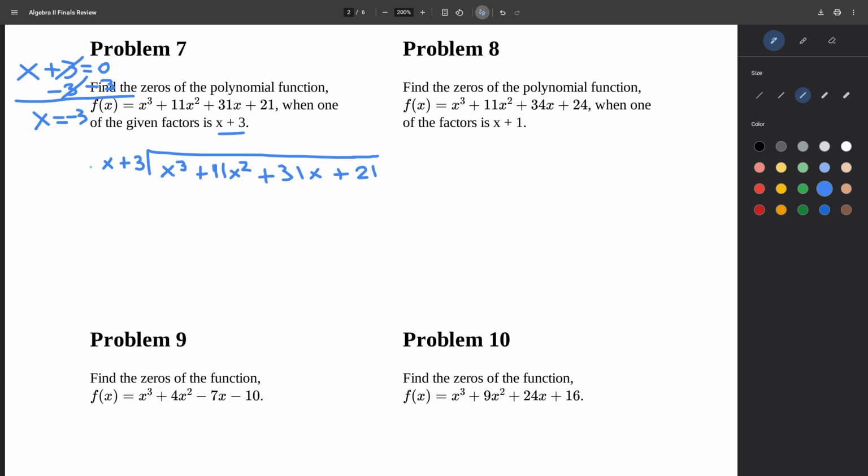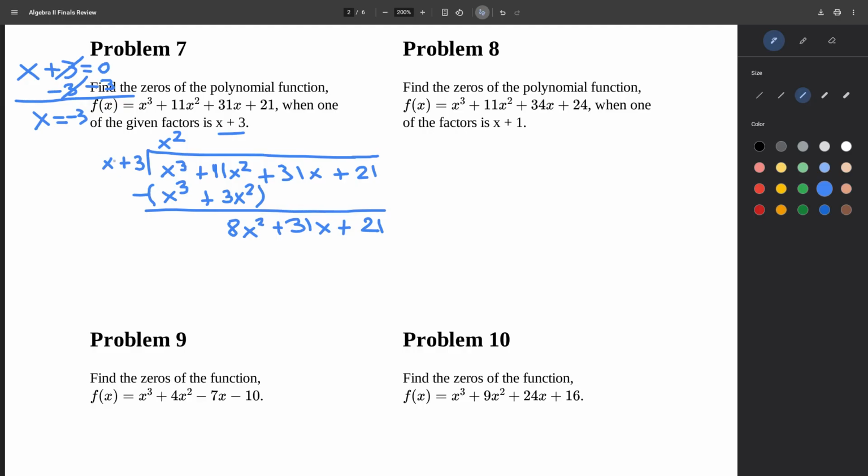Okay, so we want to see how many times x plus 3 goes into this. First we have to think, what do I have to multiply x by to get x cubed? Well, x squared. So x squared times x is x cubed. X squared times 3 is 3x squared. We're going to subtract this part off. And 11 minus 3 is 8x squared plus 31x plus 21.